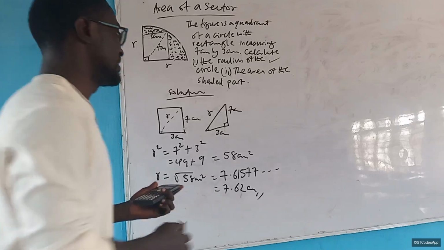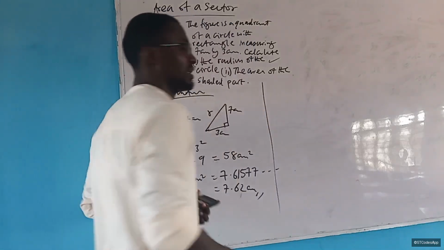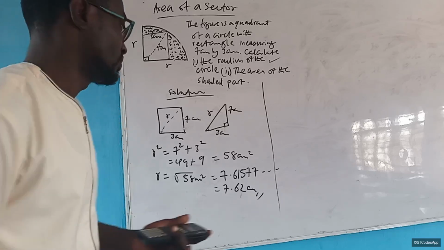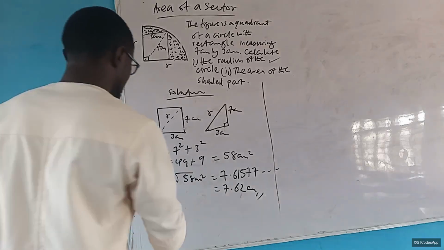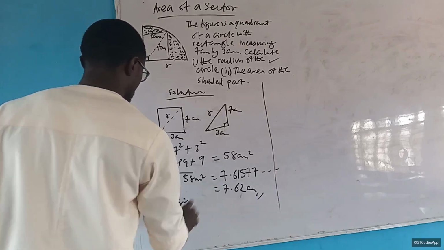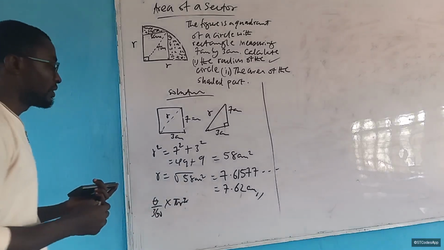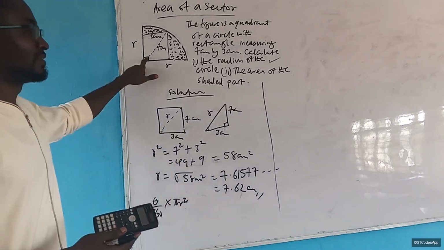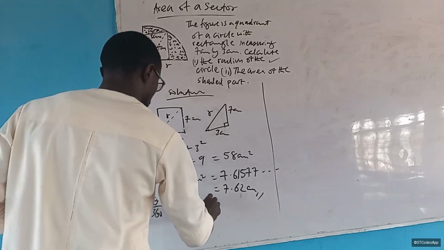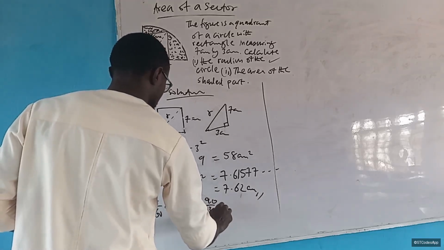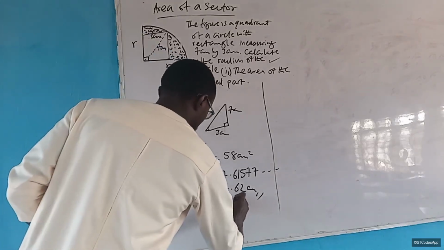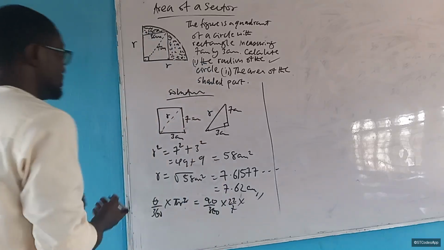One of the ways you can find the area is by using the formula for calculating the area of a sector, which is theta over 360 times pi r squared. The angle theta is a right angle, which is 90 degrees. So that will be equal to 90 over 360 multiplied by pi. You can take pi as 22 over 7, times the radius we have.